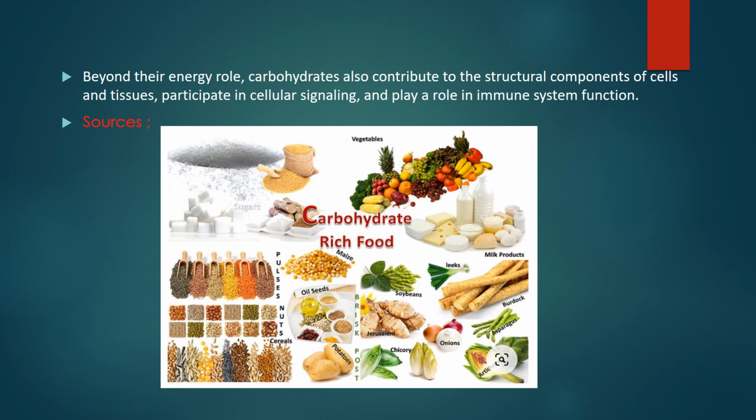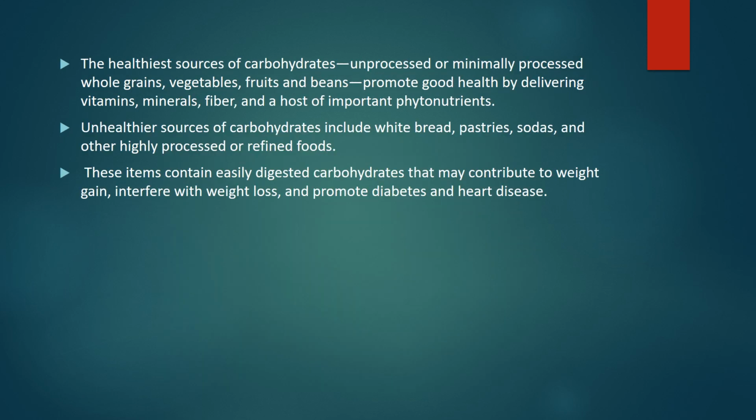These are the sources of carbohydrates. Sugar is the main source of carbohydrates. Pulses, nuts, cereals, potatoes, and milk products also play a major role as sources of carbohydrates. The healthiest sources of carbohydrates are unprocessed or minimally processed whole grains, vegetables, fruits, and beans, which give good health by delivering vitamins, minerals, fibers, and a host of important phytonutrients.